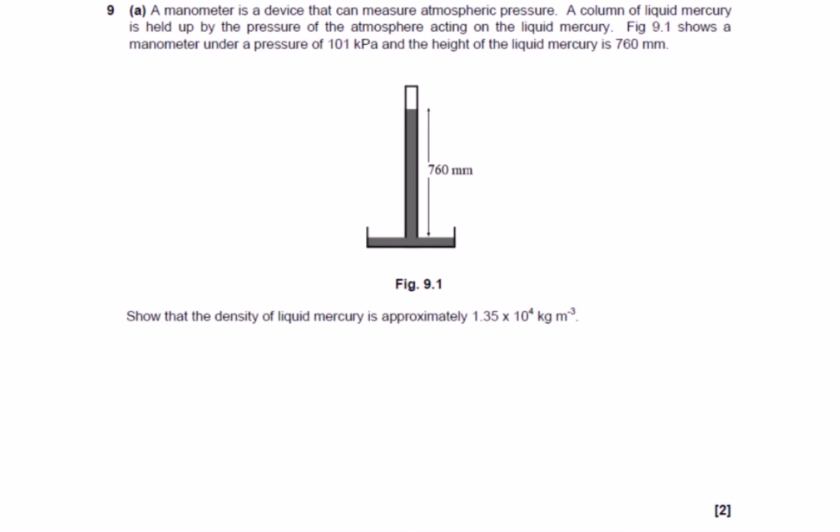Now we've got to show that the density of liquid mercury is approximately 1.35 times 10 to the 4 kilograms per meter cubed. So what we know, let's get my blue pen, is that the pressure is equal to the density times g times h, and if I rearrange that for density, the density is equal to the pressure divided by g divided by h. I've just got to be careful with my units because I'm in millimeters up here and kilopascals for the pressure, and I need to be in SI, kilograms, meters to the minus 3.